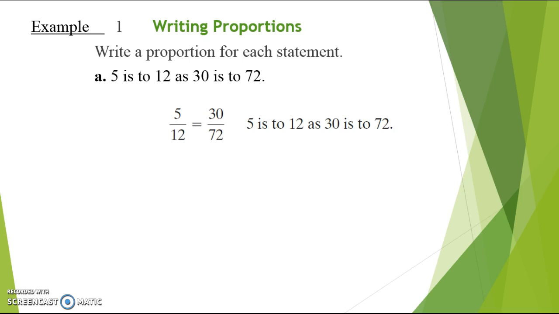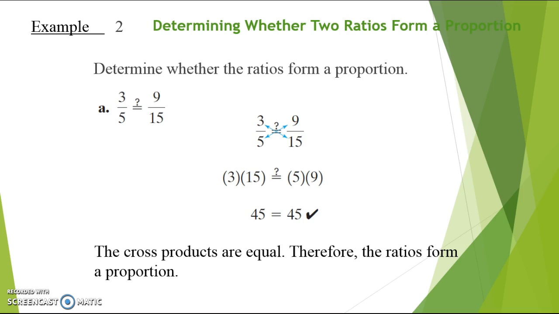And if we're missing one of these pieces, we can use what's called cross multiplication to solve and find a missing piece. We can also use cross multiplication to check it to see if it's a proportion. So here's an example of that. Here we've got a proportion, and the way we check it is we cross multiply. So 3 times 15, 5 times 9. If they equal the same amount, then we know it's a proportion.